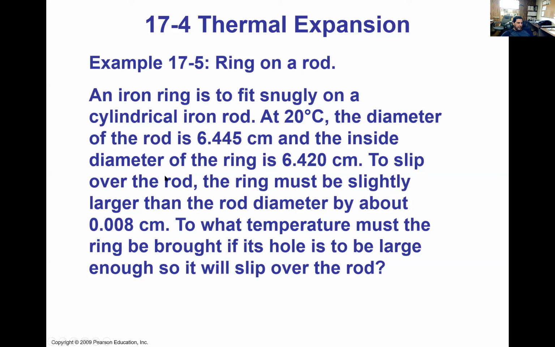To slip over the rod, the ring must be larger, obviously, to fit over the top of it, by about 0.008 centimeters. So it can't be exactly 6.445. We have to add a little bit to it so that it goes over the top. So at what temperature? How much do we have to heat this thing up such that the hole is large enough so that the ring fits over the rod, okay?